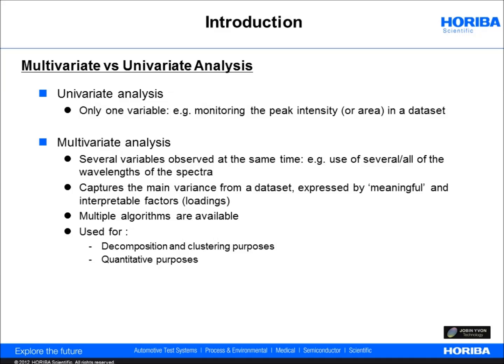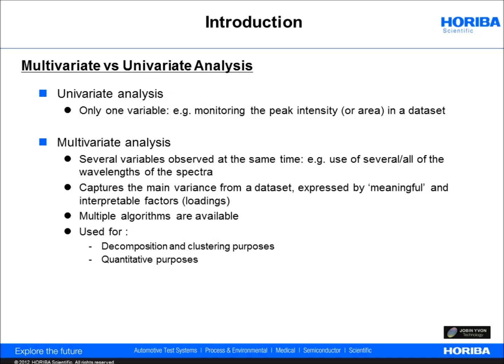Univariate analysis focuses on one single variable, mostly the peak intensity or area or the peak position, to monitor the characteristics of one compound in a mixture. In many cases, this technique is sufficient for simple analysis. However, when the dataset is more complex, with a lot of different constituents or with spectra showing a high number of peaks that may overlap with each other, this technique may show its limitation.